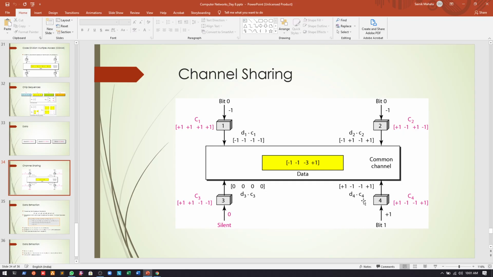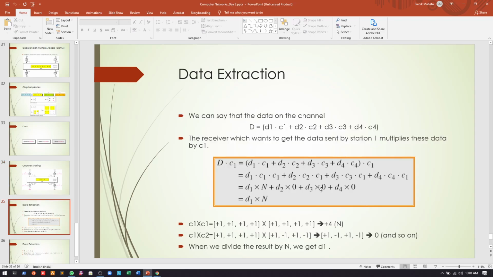Okay. Now let us look at what happens. So again, the same thing is here as well. Which means we are multiplying c1 with everything. So you can see d1 into c1 into c1. Similarly, d2 into c2 into c1, d3 into c3 into c1, and d4 into c4 into c1. Okay. Now obviously, if we are multiplying c2 into c1, as I said earlier, it will be a 0. So it will be d2 into 0.